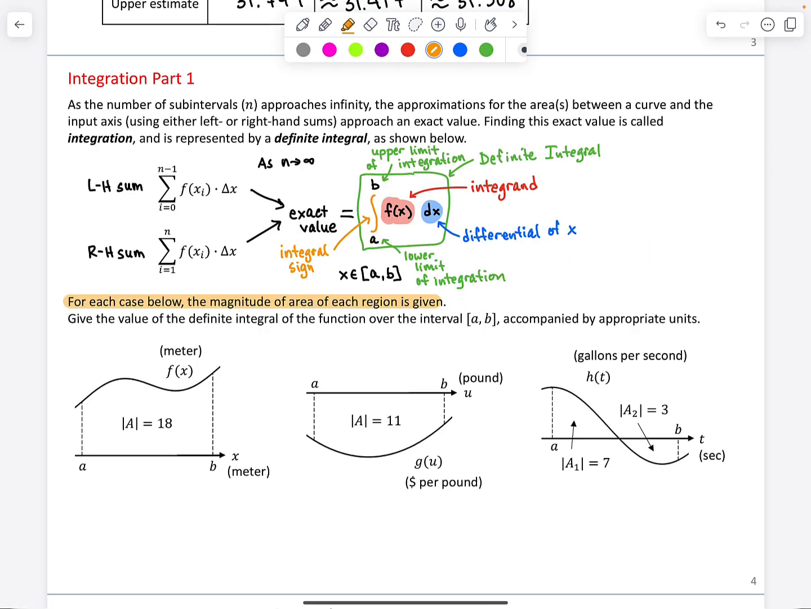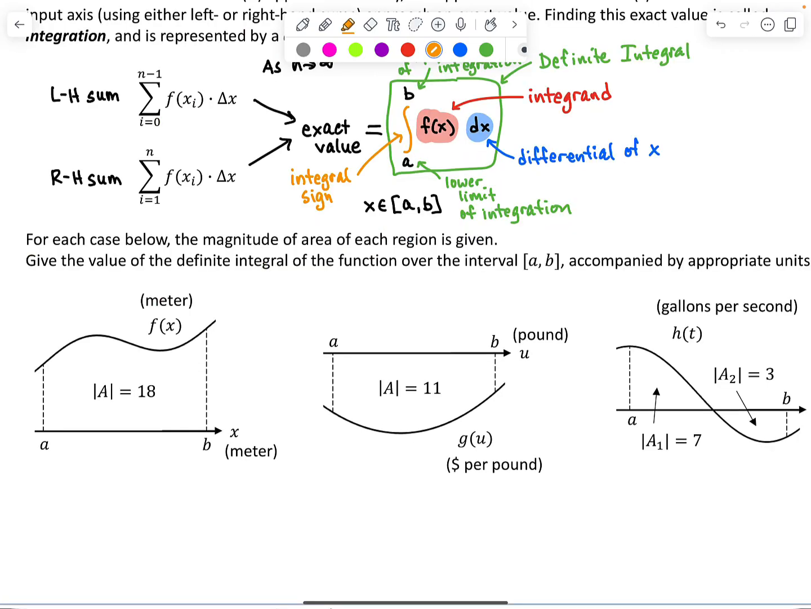Now for each case below, the magnitude of area of each region is given. Give the value of the definite integral of the function over the interval from a to b, accompanied by appropriate units. In this first case, let's say that the magnitude of the area is 18, referring to this region right here. And the word magnitude simply implies give a positive value no matter what. Like the magnitude of 5 is 5, and the magnitude of -6 is 6.